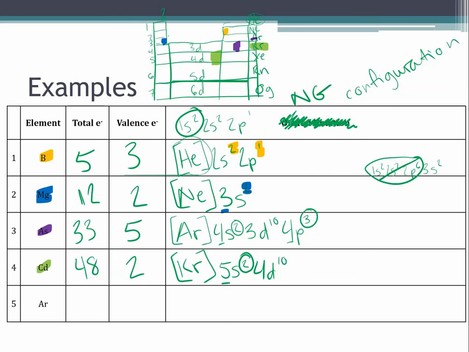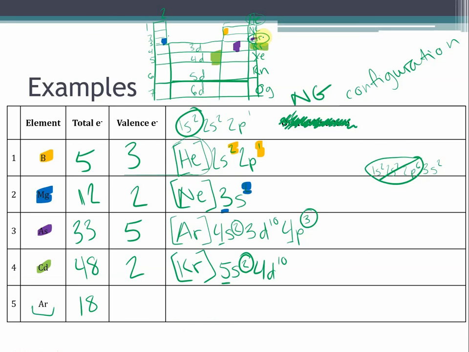All right, our last example here is just sort of to prevent you from making what could be an easy mistake to make. Our next example is argon, right? But argon is a noble gas. Argon has 18 total electrons. The noble gas configuration for argon is not this. Please don't do this. Your noble gas configuration is always in terms of a different noble gas.